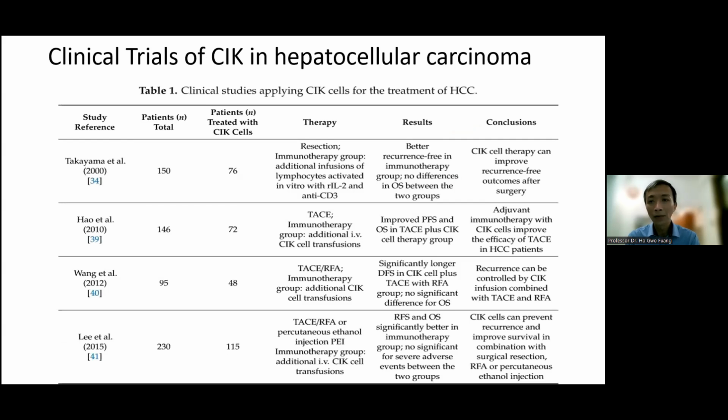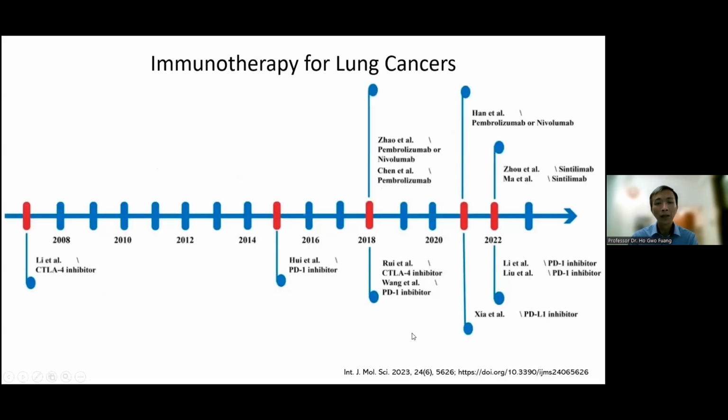These are for liver cancer, with different combinations. Resection versus resection plus immunotherapy with infusion of a few of the cytokines reported better relapse-free survival. Combination with TACE also improved PFS and OS. TACE plus RFA showed significantly longer DFS in the CIK group, and there is also partnering with TACE and RFA.